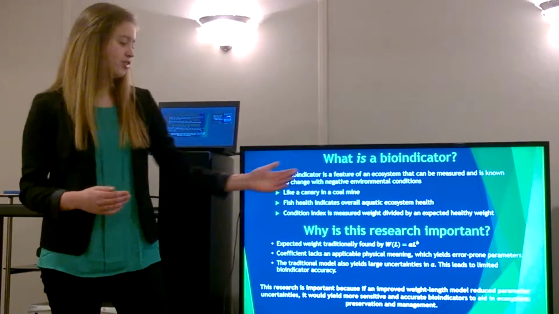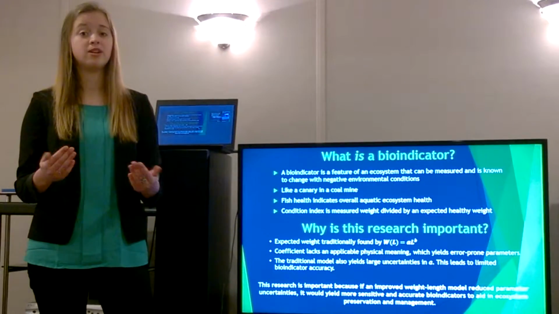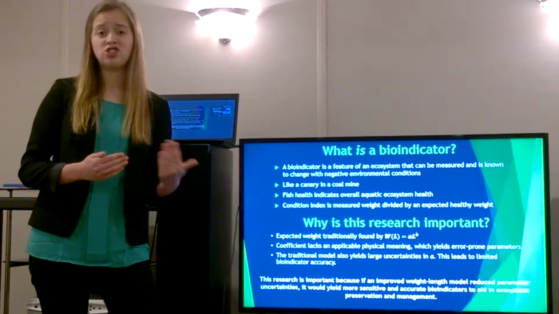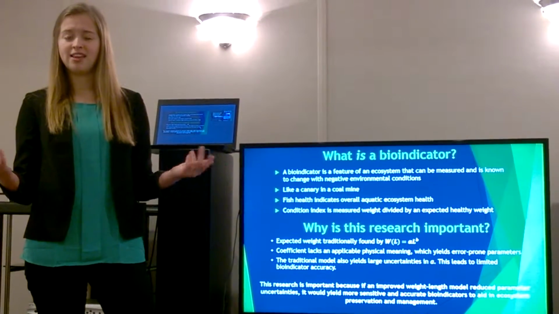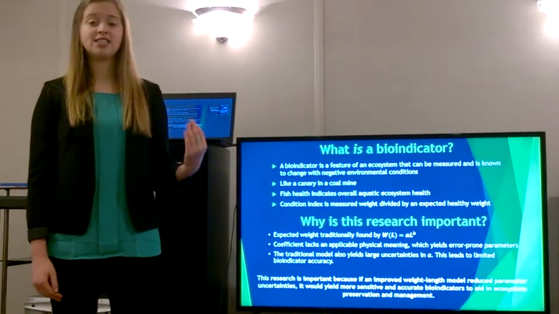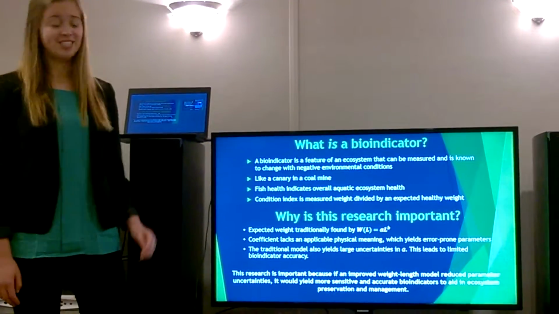More importantly, the traditional model yields large uncertainties, especially in the A parameter, but in both parameters, which leads to limited bioindicator accuracy. If you're not sure what a healthy fish should weigh, how can you be sure if the environment's healthy? So this research is really important because if an improved model could predict expected weights with better accuracy, it would lead to more accurate assessment of ecosystem condition.